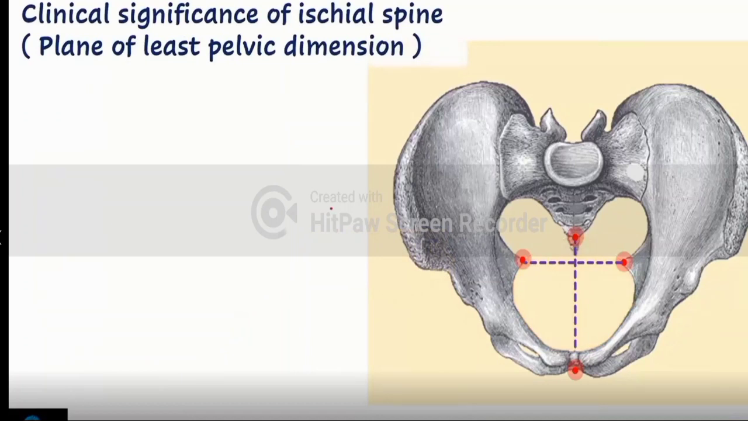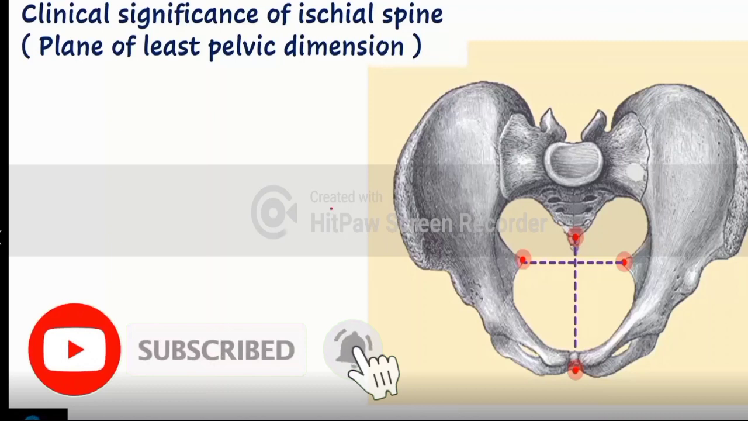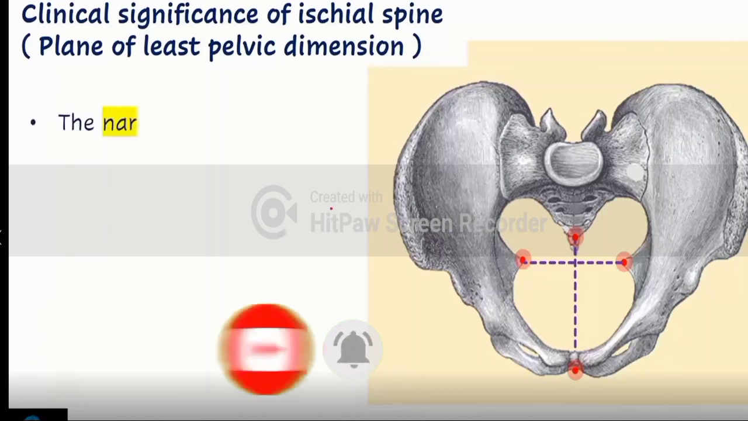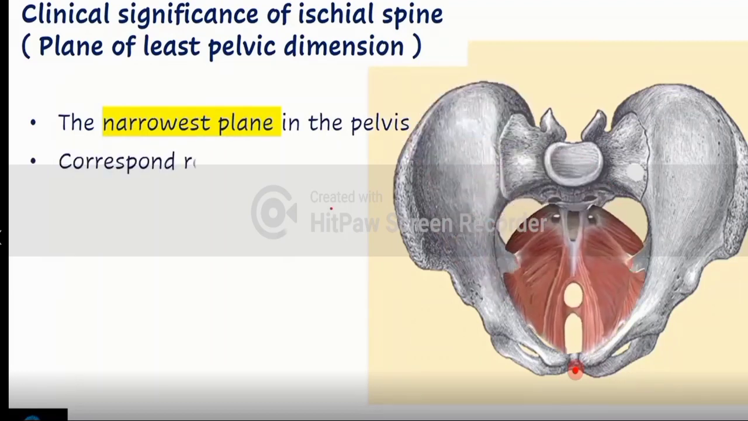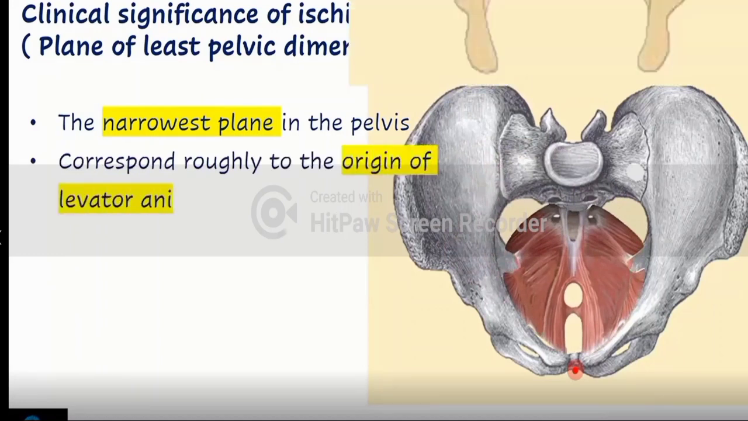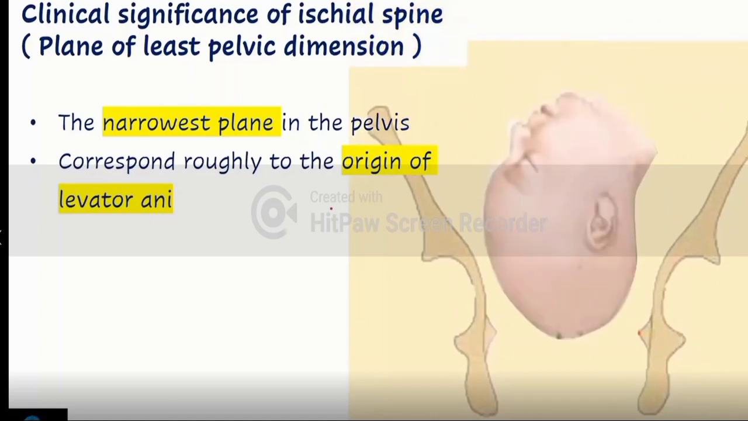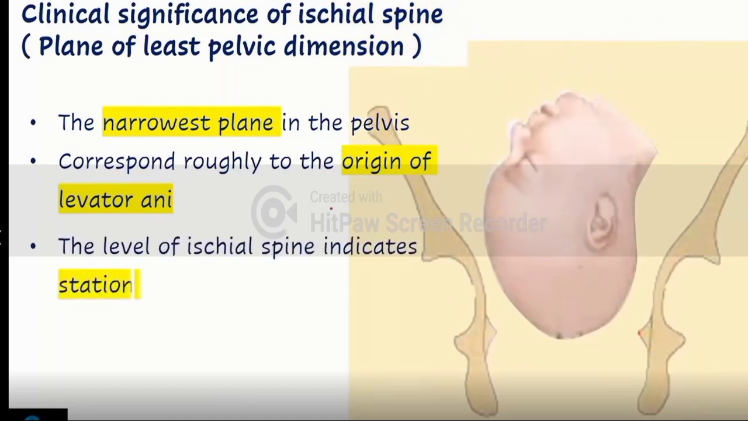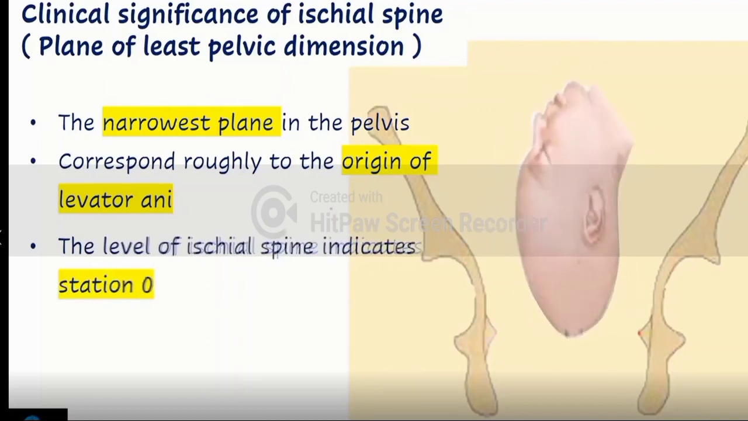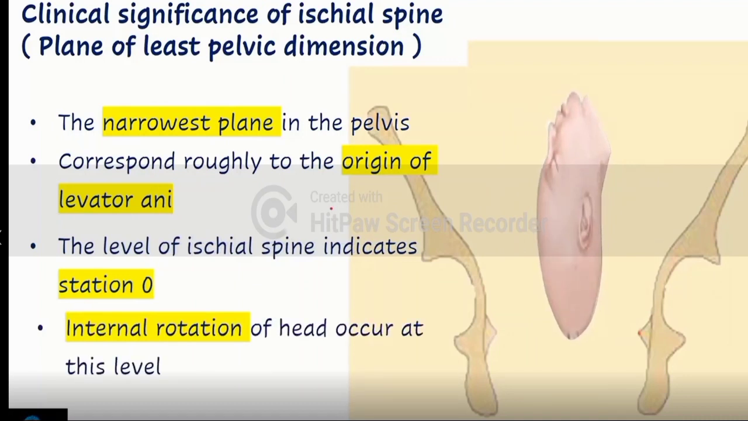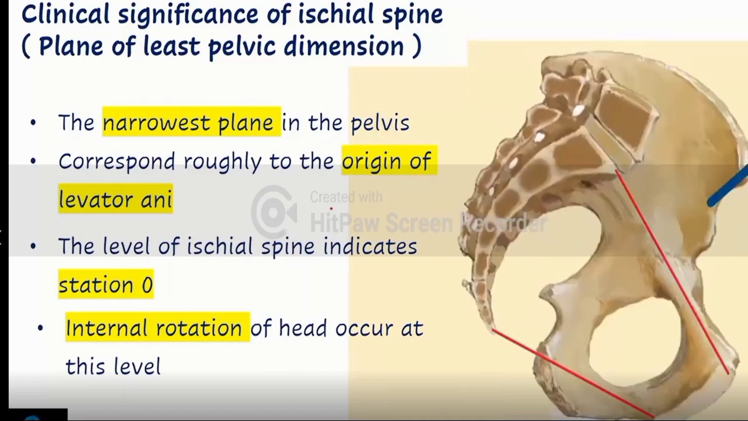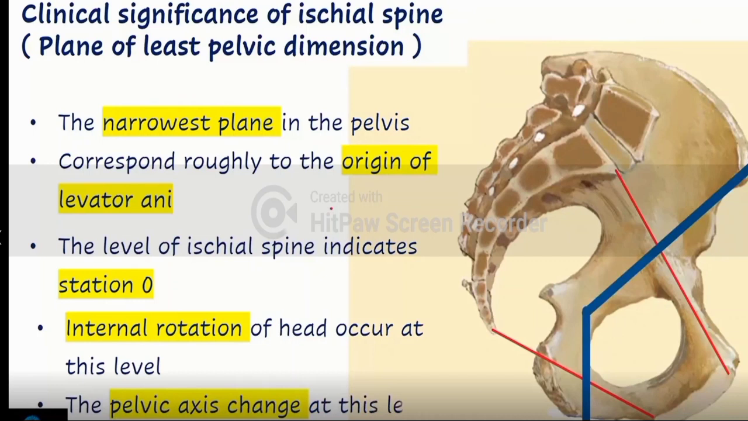The ischial spine is clinically important. It is the plane of least pelvic dimension, which is the narrowest plane in the pelvis. It corresponds roughly to the origin of levator ani muscles. The level of ischial spine indicates station 0. And when the presenting part reaches the level of ischial spine, internal rotation will occur. It marks the beginning of the forward curve of the pelvic axis, and it is a landmark used for pudendal nerve block.